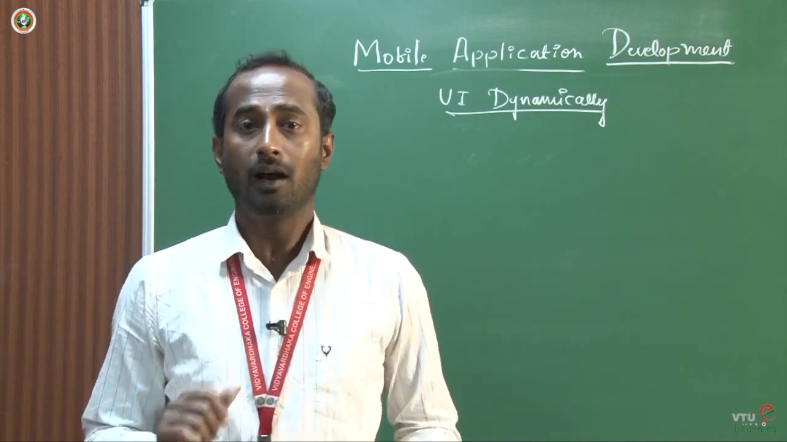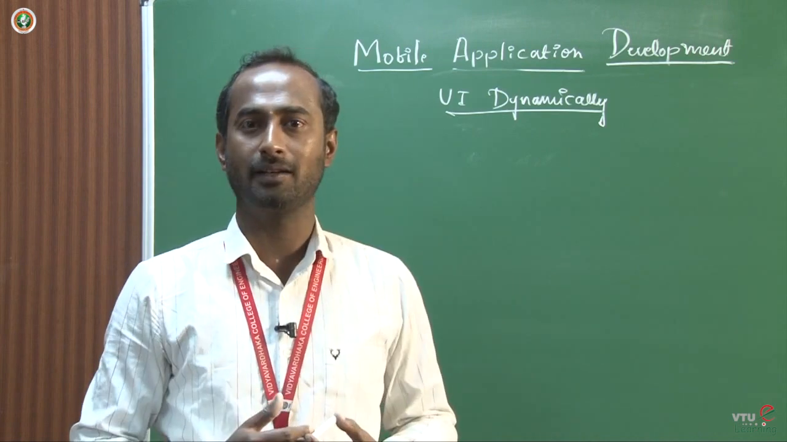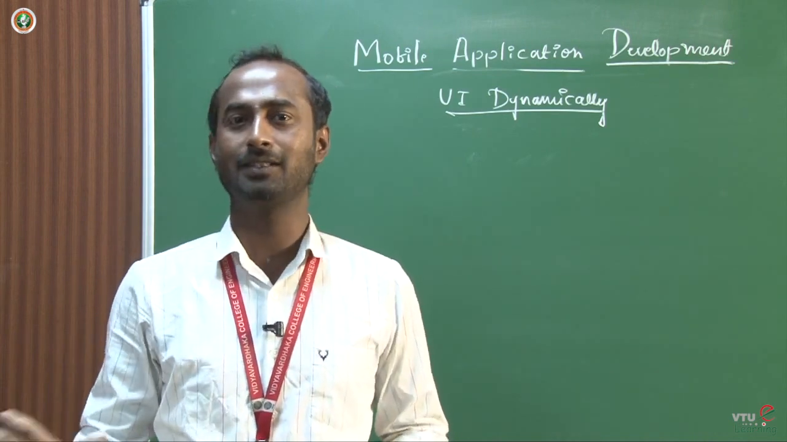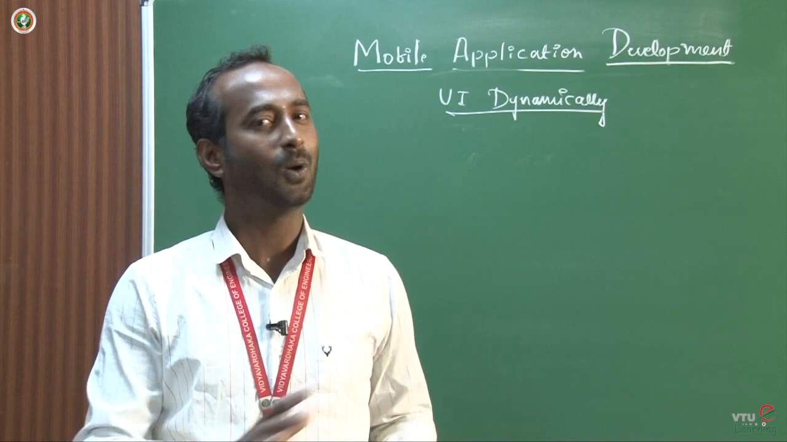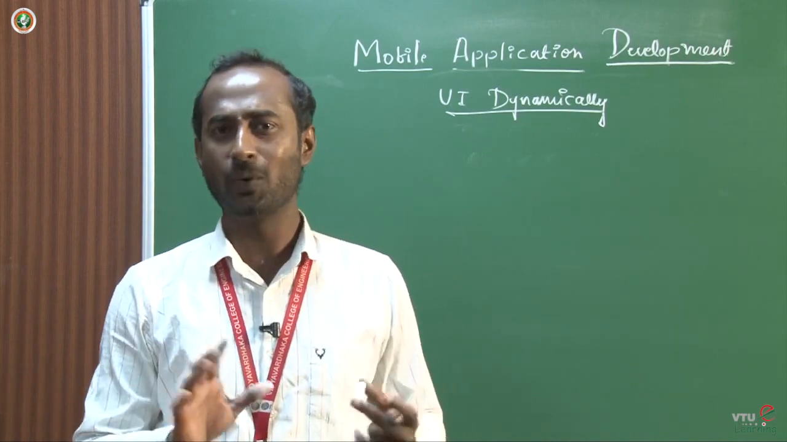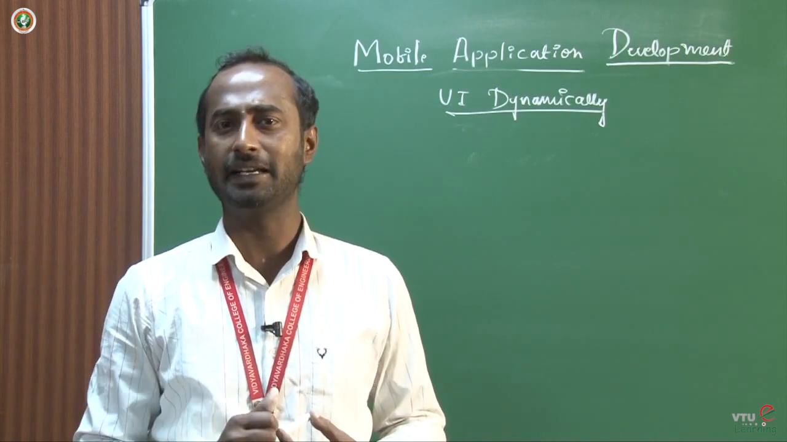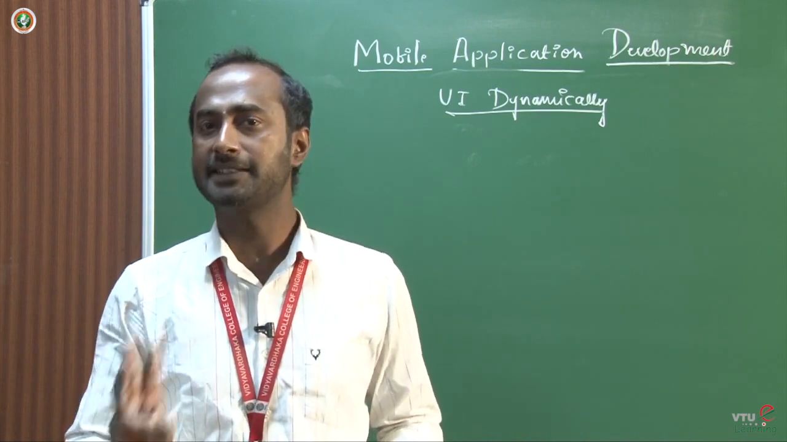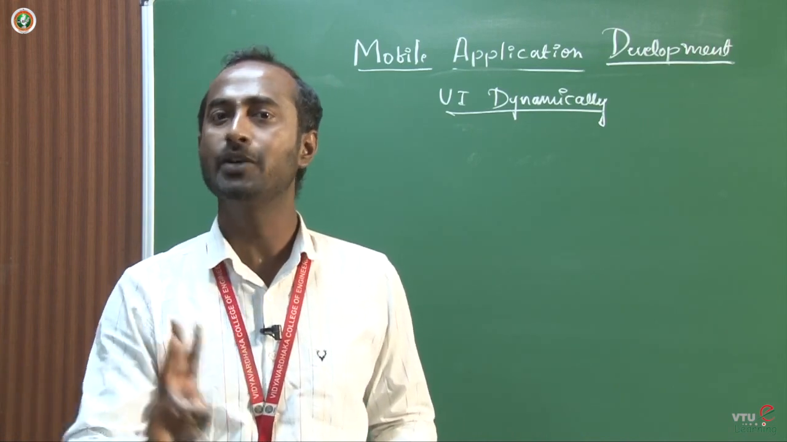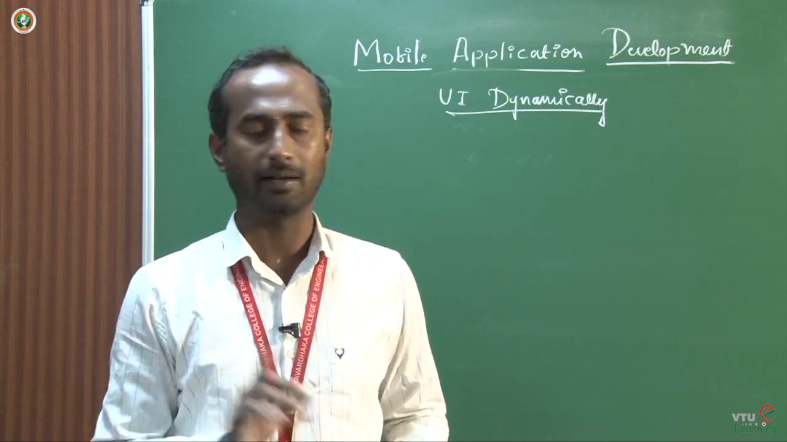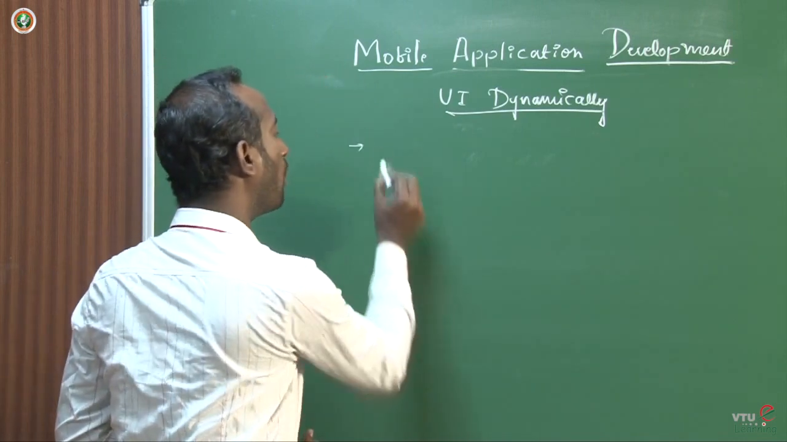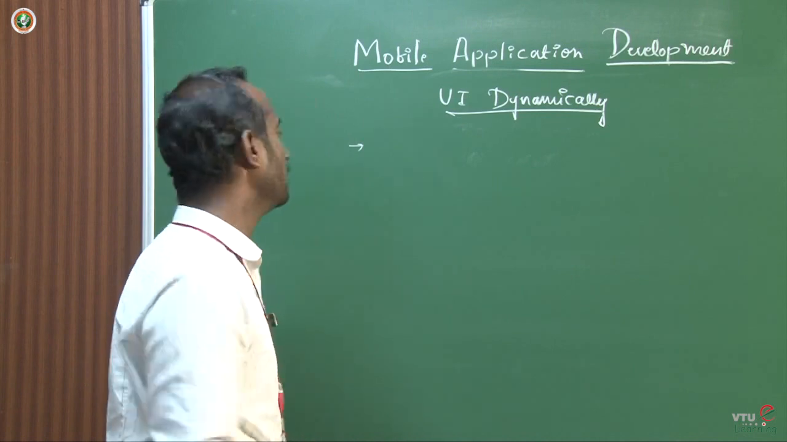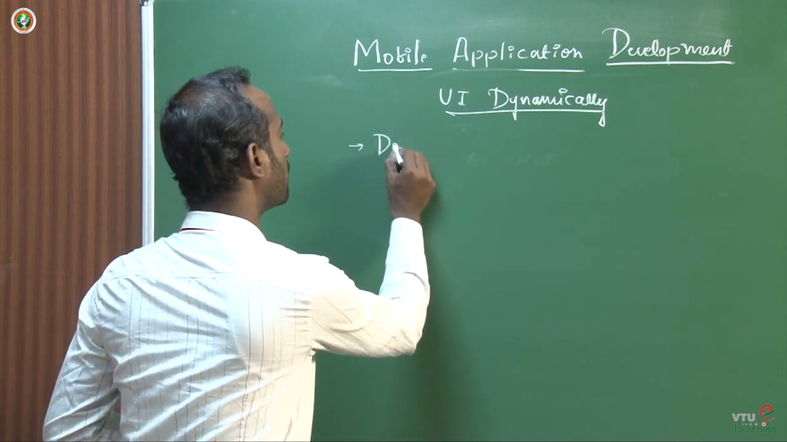But how to create the UI dynamically? So you all know about the memory allocation, static and dynamic. So how will we divide the user interface? UI means user interface, dynamically as well as statically. So firstly, I will list out the three methods that we follow to design the user interface one by one. First one, the most common and the most used method, is drag and drop.